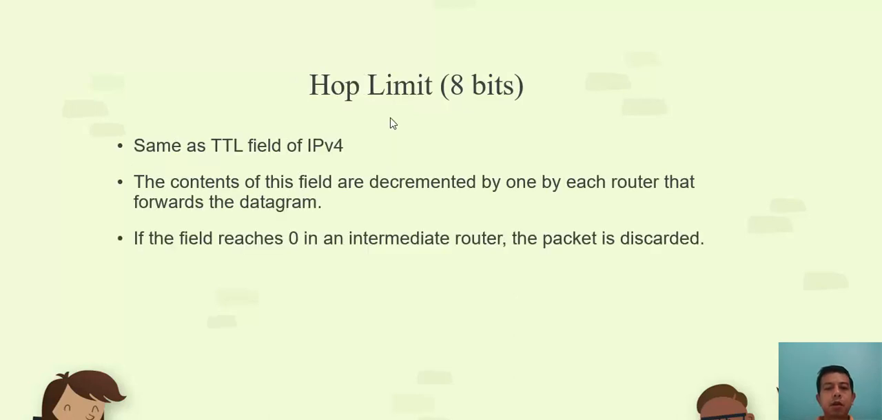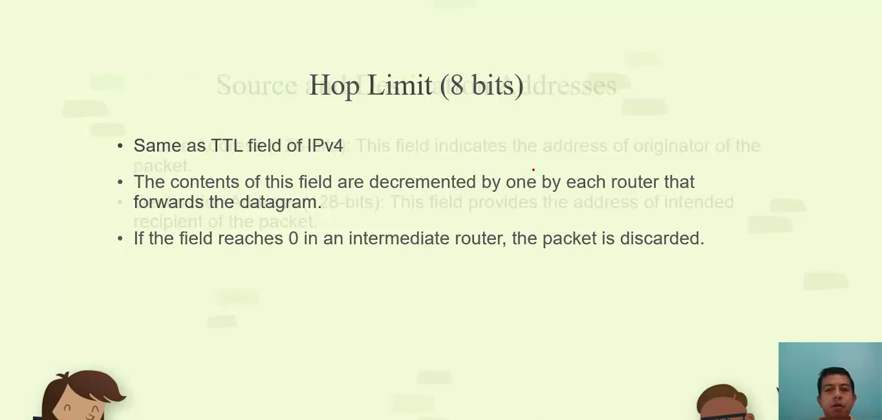Hop limit is completely identical with the TTL field of IPv4. The contents of this TTL field or the hop limit are decremented by 1 by each of the intermediate routers that the datagram visits while it flows from the host to the destination. And we have already seen that whenever this field reaches 0, that particular datagram is discarded by the intermediate routers. We have already discussed in the IPv4 header why this TTL field is required, to avoid always going through a particular loop. So this hop limit field is similar to the TTL field of IPv4.